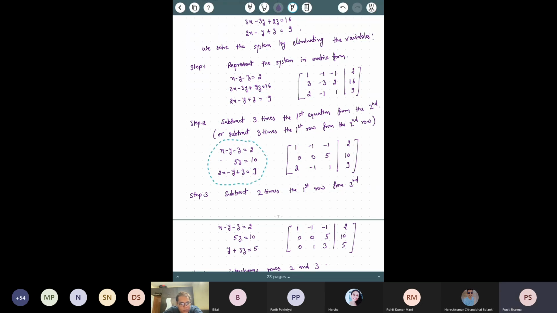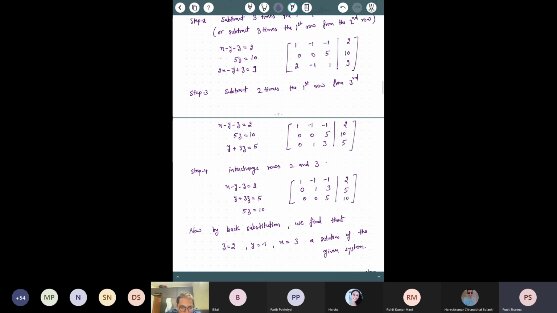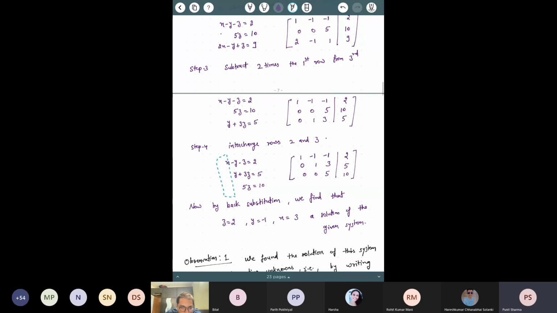Or you can equivalently write it in matrix form this way. Then I will further subtract 2 times the first row from the third. Then I'll get this modified system, which you can again write in matrix form here. And now if I interchange the second and third row, then I'll get this system here, which can again be written as this matrix here.